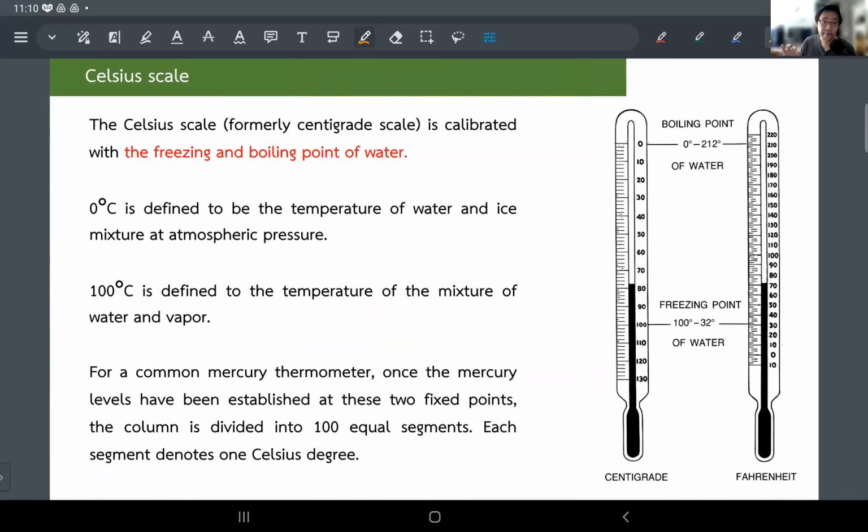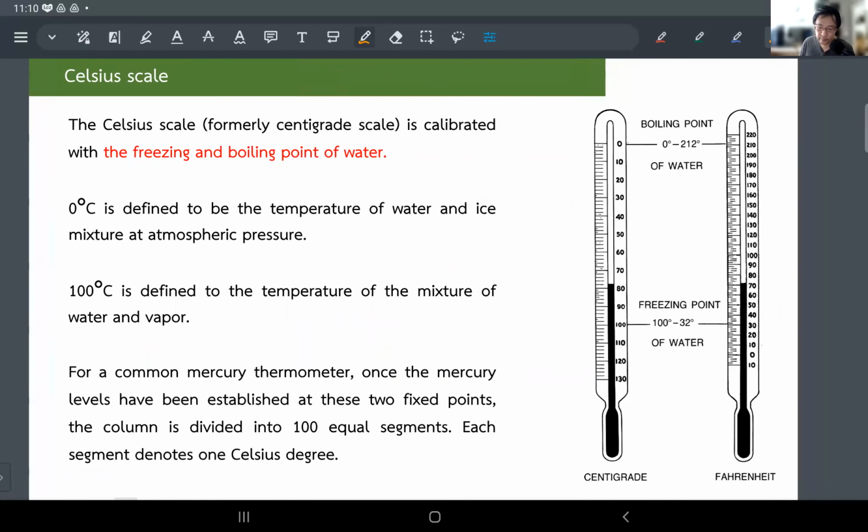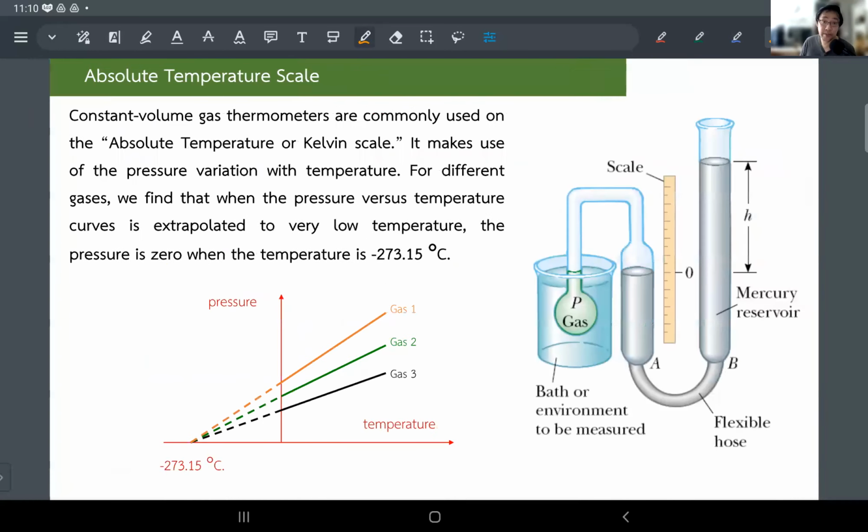about the scaling. So you have Celsius in Thailand. We use that Celsius stuff, and many countries use Celsius. In the US, we still use Fahrenheit. I think maybe that's the only country left that is still using Fahrenheit. But in physics, we use the absolute temperature scale.